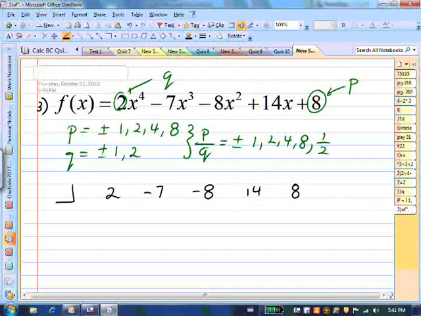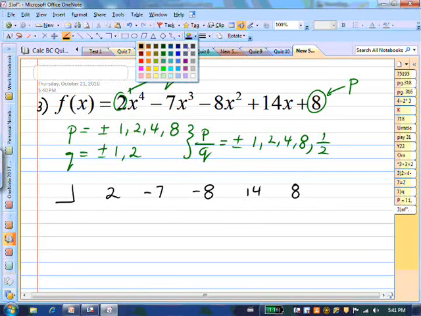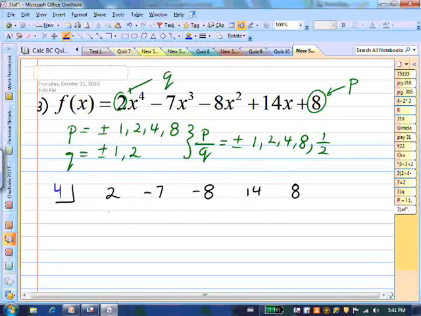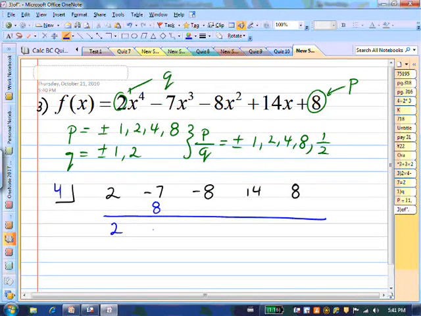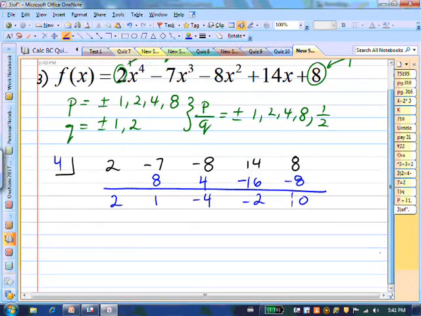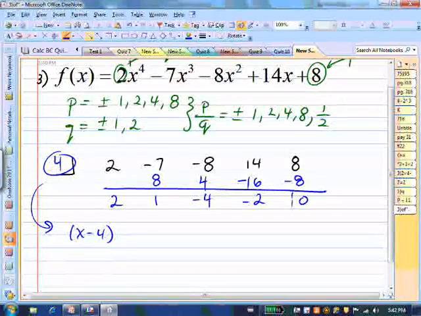And at this point, again, it just becomes guesswork. Okay, to save us time, I'm going to pick one that works. 4, it turns out, is going to work. So if I bring this down, 2, multiply 8, add 1, multiply 4, add negative 4, multiply negative 16, add negative 2, multiply negative 8, remainder 0. Great. So what I know is that x minus 4 is a factor.